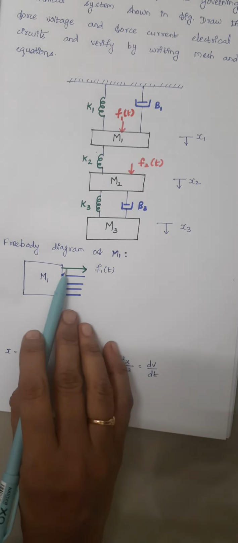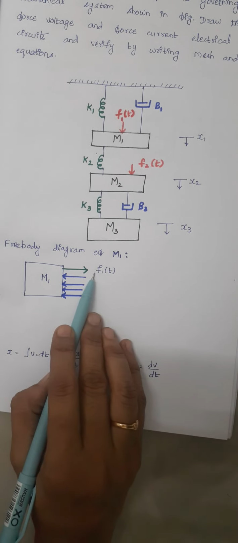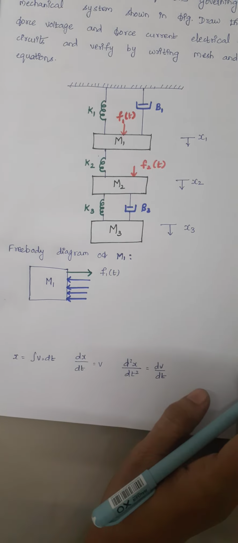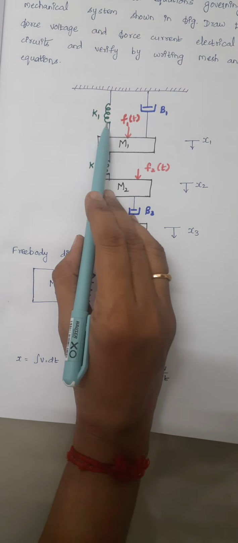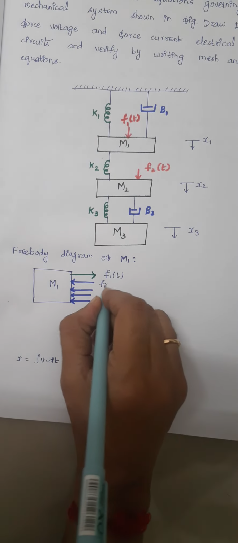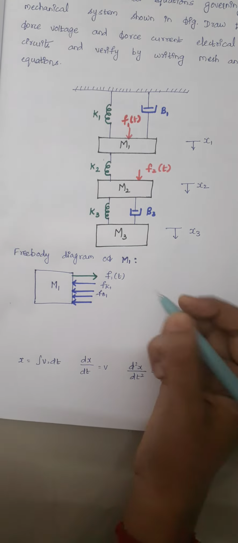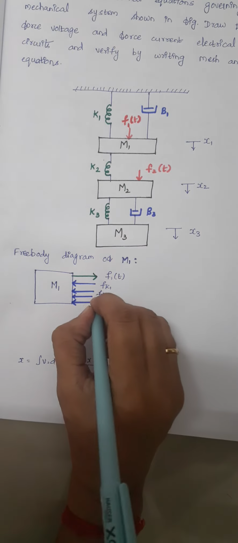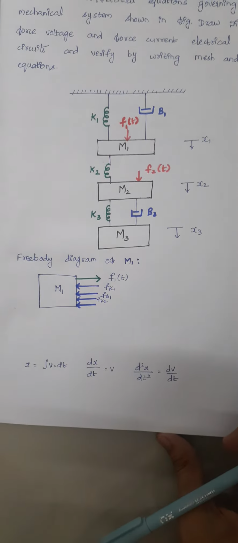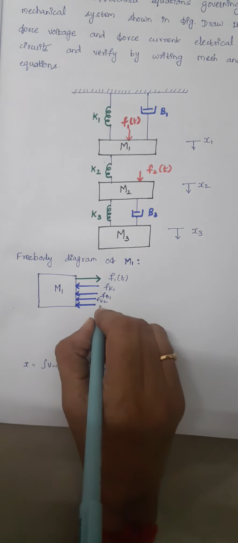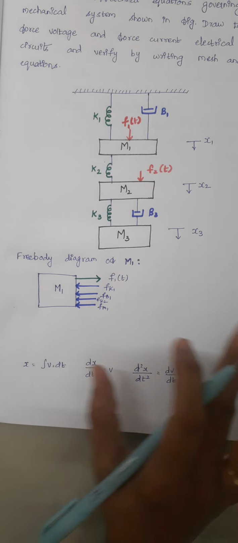The first one is the applied force F1 of t. I have drawn it already. This is your applied force F1 of t. The opposing forces are provided by the rest of the 4. The first opposing force is Fk1. The second opposing force is produced by B1, that is Fb1. The third opposing force is produced by K2, Fk2. Apart from these 3 elements, an opposing force will be produced by our mass M1, which is Fm1. Right. Totally we have 5 forces.